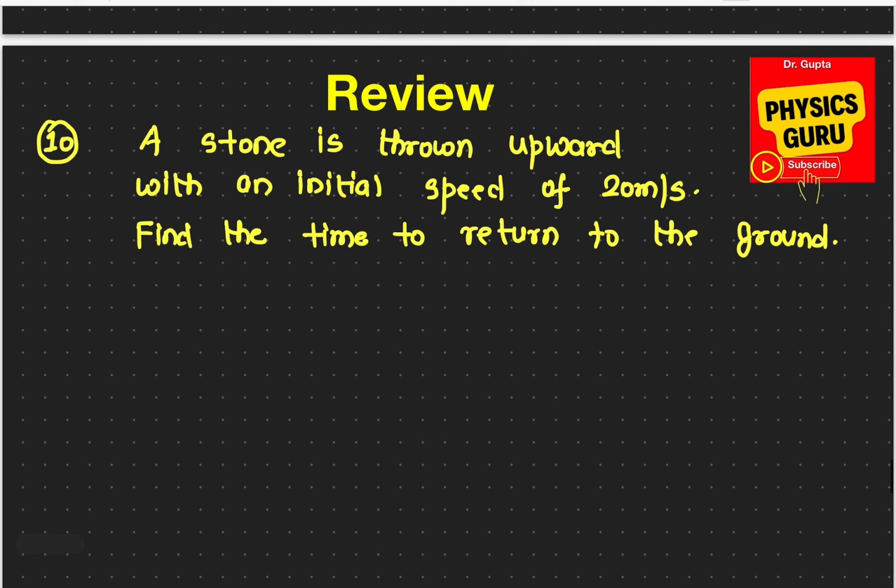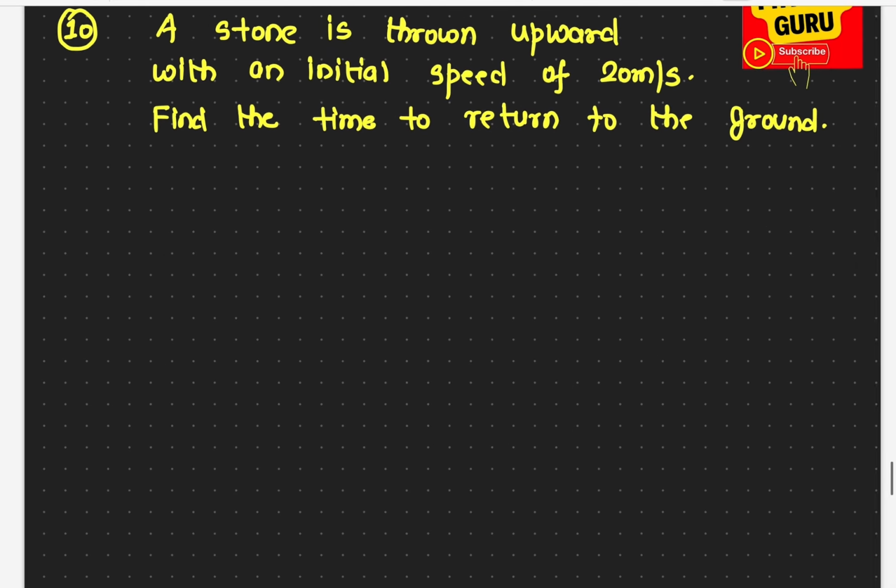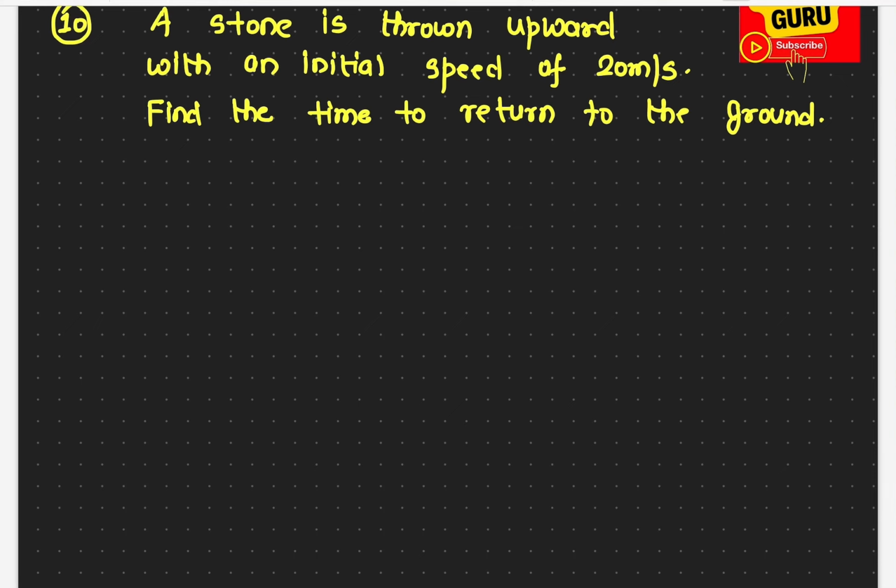So now the last problem we have is: a stone is thrown upward with an initial velocity of 20 meters per second, and it is asking you what is the time to reach the ground. So you can solve this problem in different ways. I will show you one approach and you can follow the rest.